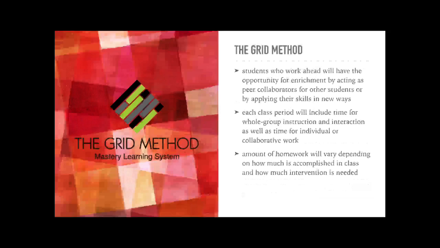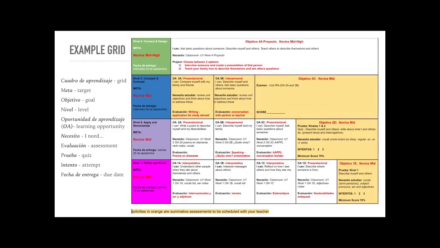The amount of homework your student will have will depend a lot on how much they're able to accomplish in the classroom. So here you see an example grid for our first unit. On the left-hand side, you'll see a glossary of terms for both the Spanish and English terms to follow along. Students would start with Nivel 1, that's level 1 on the very bottom, and they work through each activity in order. And once they complete those activities, then they would have an assessment at the end called a prueba, and they would need to achieve a minimum score of 70% in order to move on to the next activities.